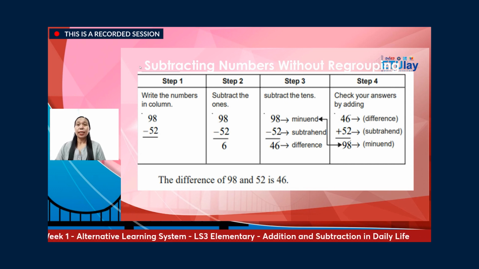Always remember, the upper part, the number 98, is called the minuend. In the second part, the 52 is called the subtrahend. And the result of subtraction is called the difference. And we have 46. To check your answers, add the difference and the subtrahend. And the result should be the minuend. We have 46 plus 52 equals 98.